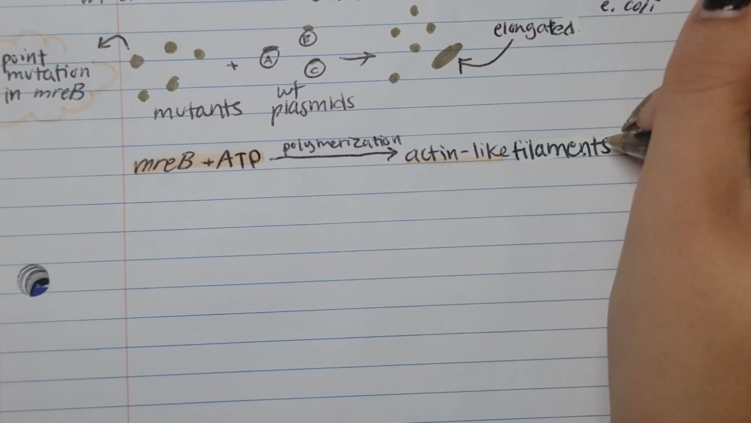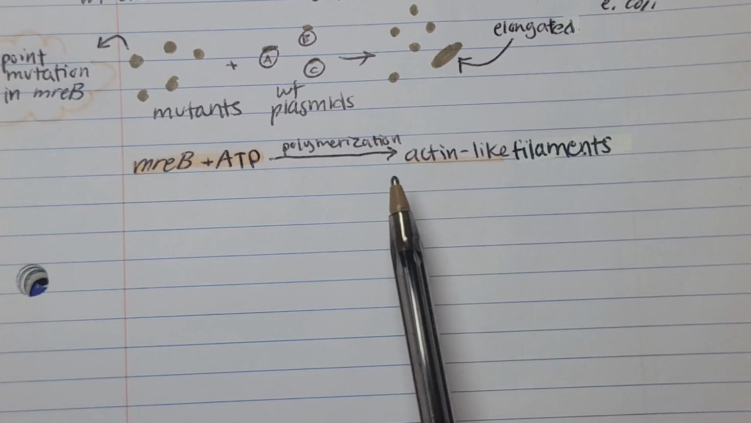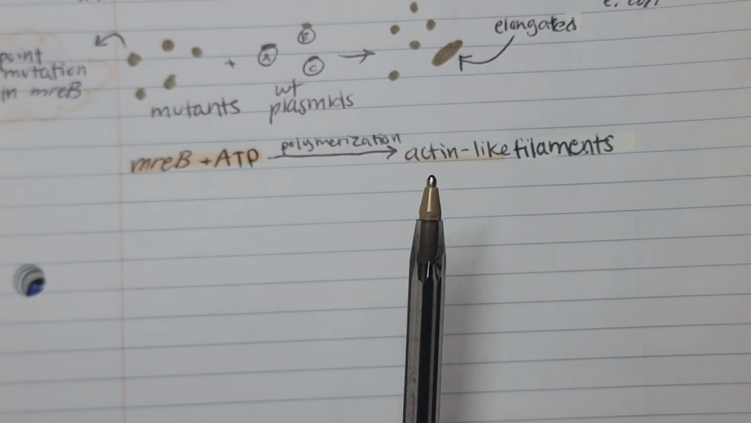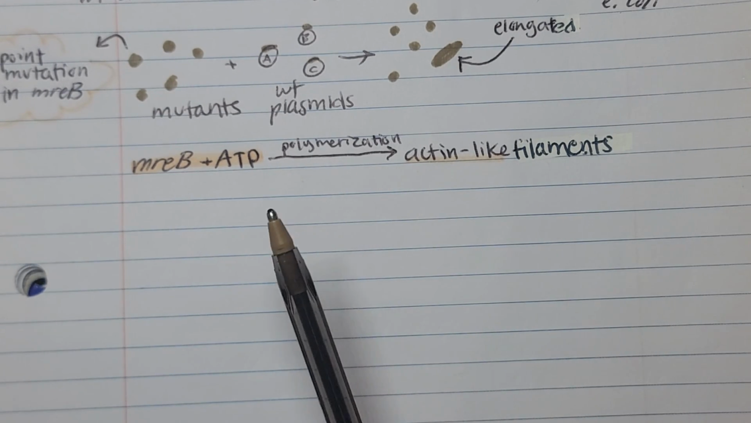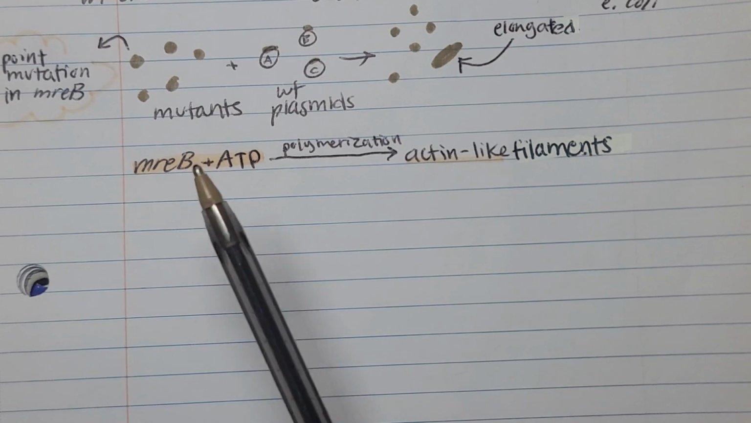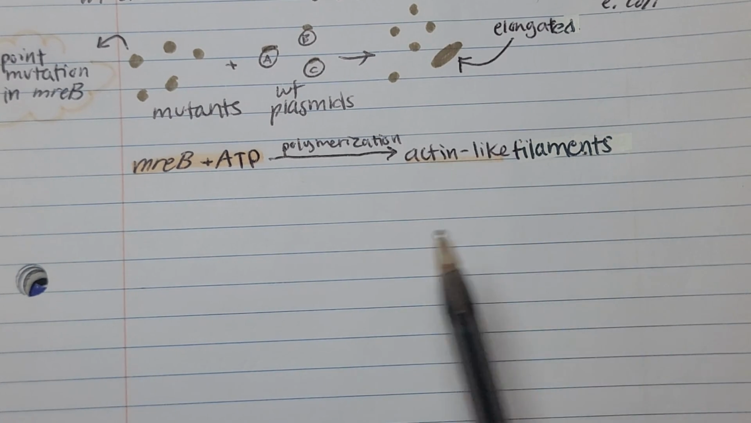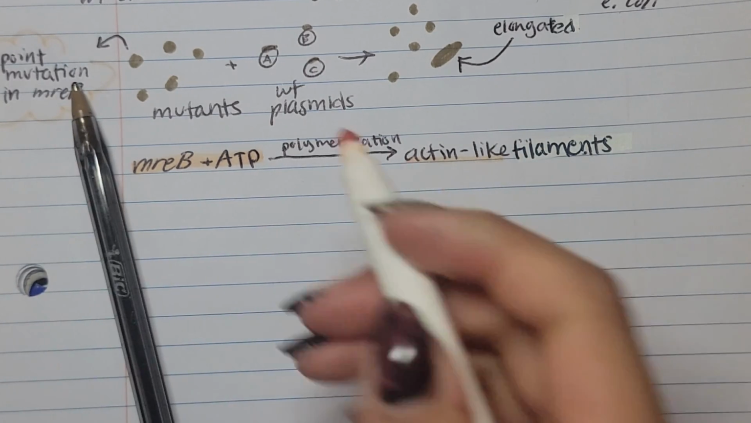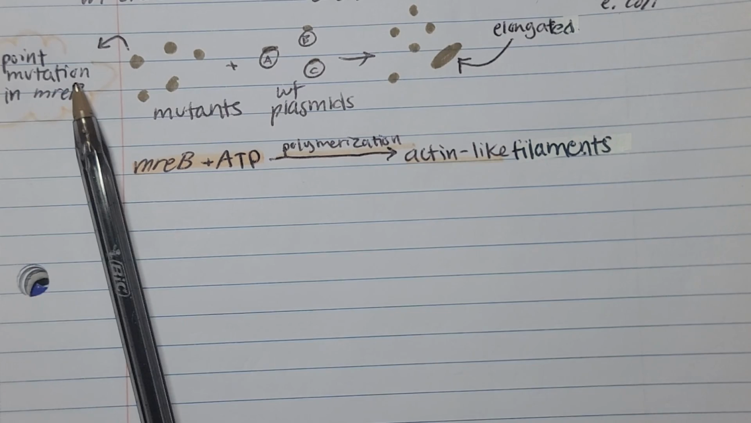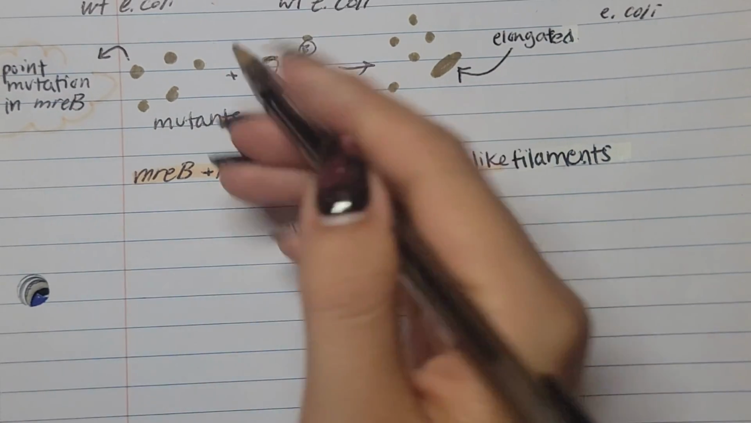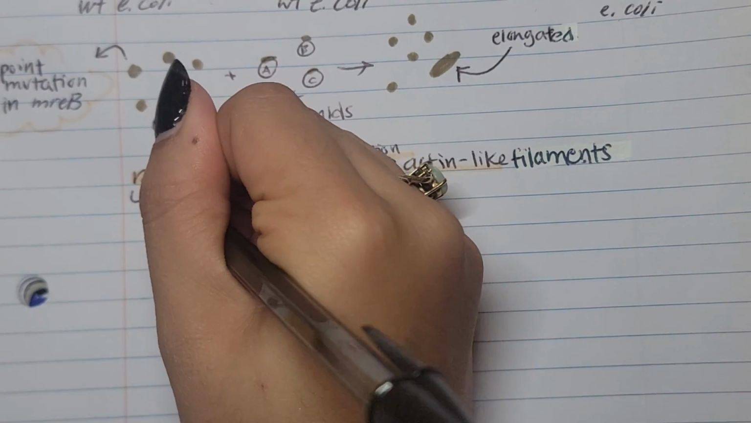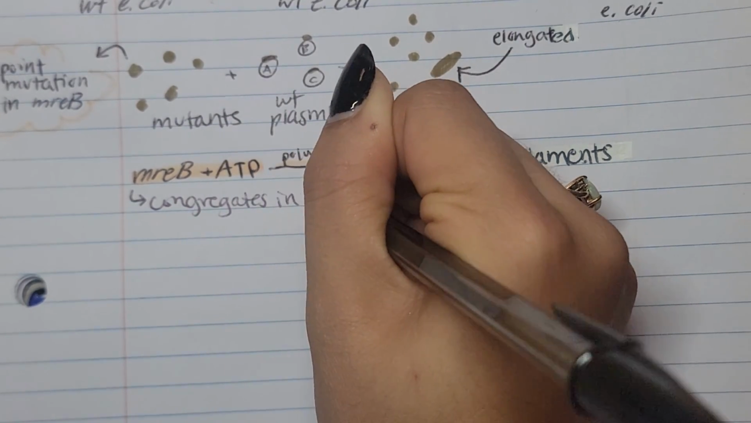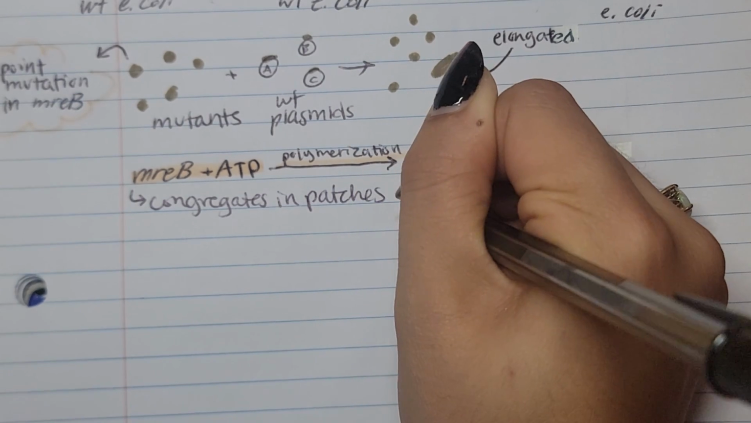If you're not familiar with actin, it's a component of eukaryotic cell cytoskeletons. It makes that very rigid structure, but we don't have those in bacteria. But if we're looking at the cell wall, it makes sense to have something kind of like this actin material that can maybe strengthen our cell wall. So this congregates in patches in the lateral cell wall.